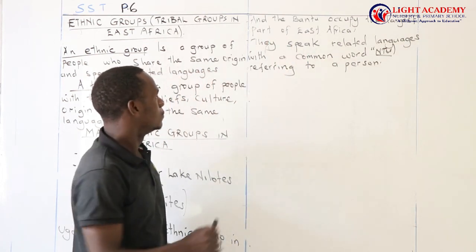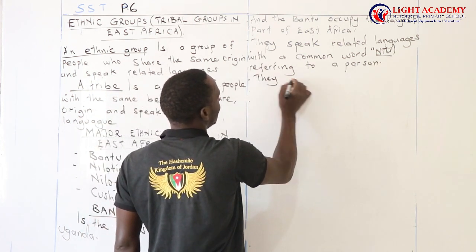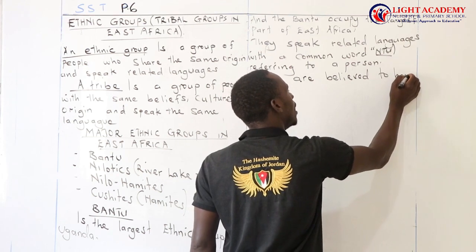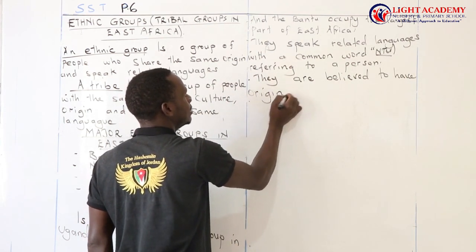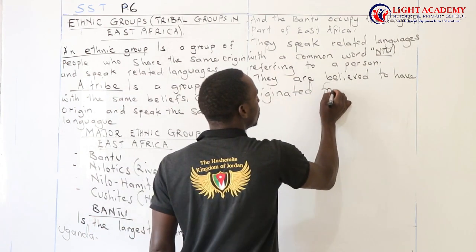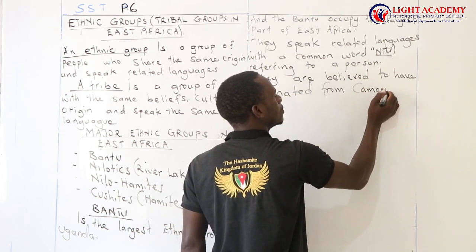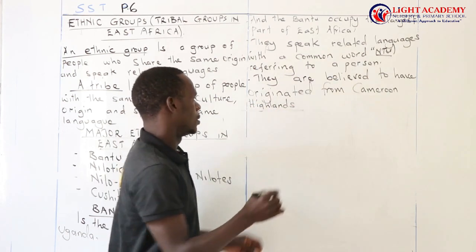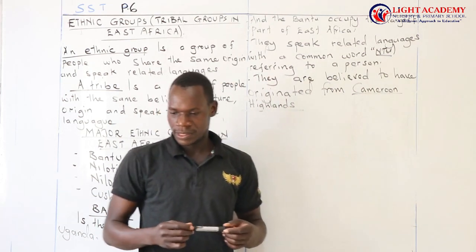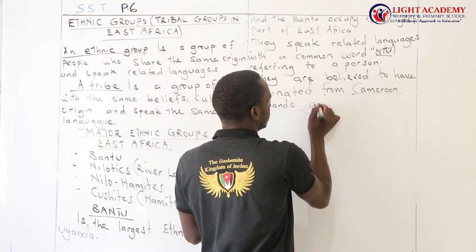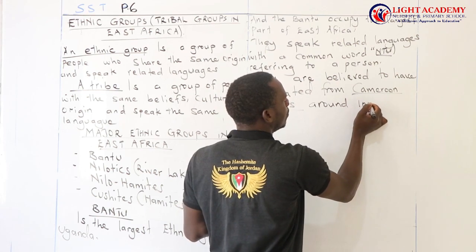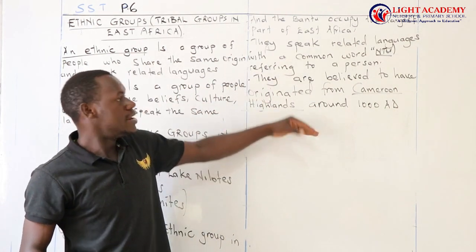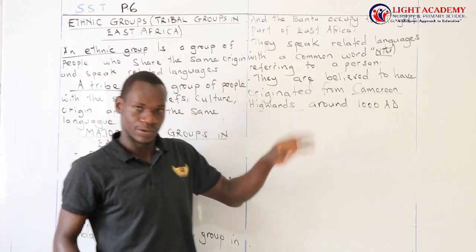These Bantus are believed to have originated from Cameroon Islands around 1000 AD. This one is very important to note. The original homeland of the Bantu is what we call the Cameroon Islands.